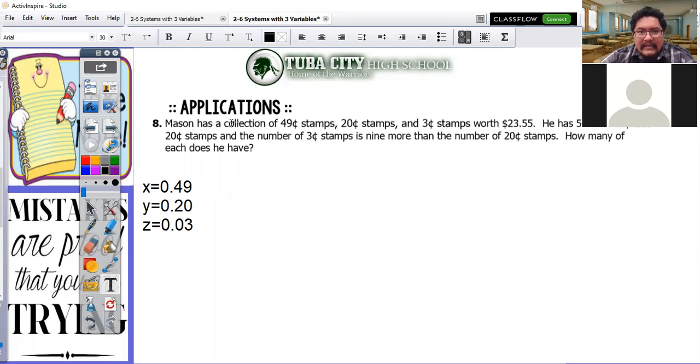Okay, so looking at it here, the first statement is also a clue, but it's also the introduction. It has a collection of these stamps, and they are worth $23.55. So let's add the value of the stamps together, and that should come out to $23.55.